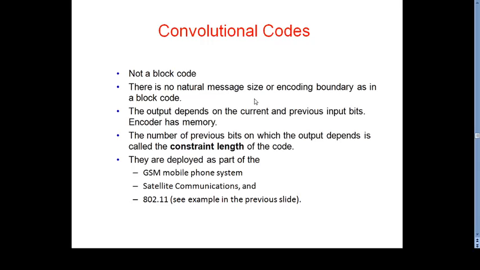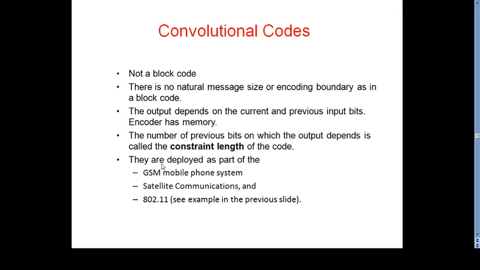Then we go to the next error correction codes, convolution codes. This does not belong to the block codes. There is no natural message size or encoding boundary as in a block code. The output depends upon the current and previous input bits. So the encoder has memory; memory must be required in a convolution code, to remember the previous bits. The number of previous bits on which the output depends is called the constraint length of the code.